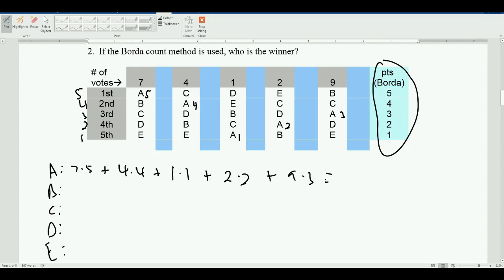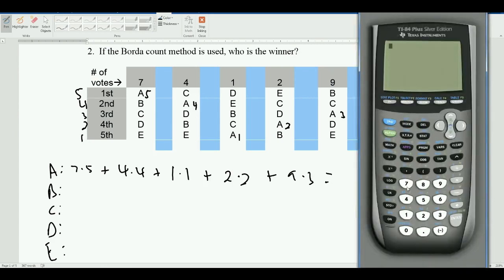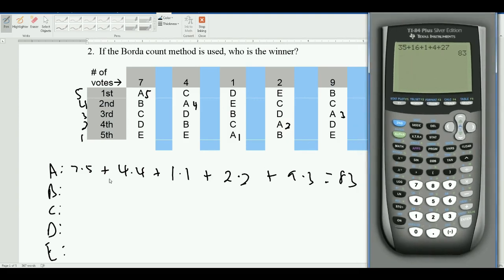So when you add those up, if you want to, just bring out your calculator, like I am. 7 times 5 is 35, plus 4 times 4 is 16, plus 1, plus 4, plus 27. We have 83 votes total for A. Now what I can do is make this maybe a little bit easier. I'll just go ahead and label those. And these are all 5 points.